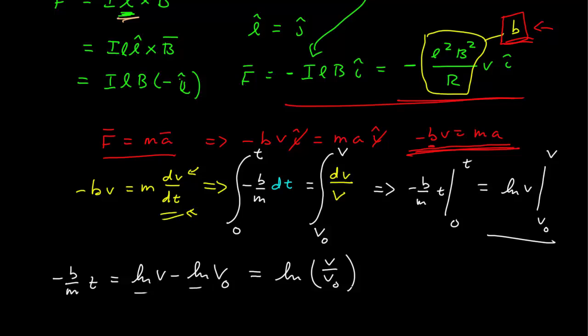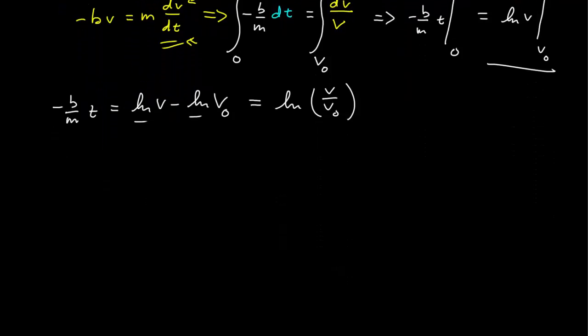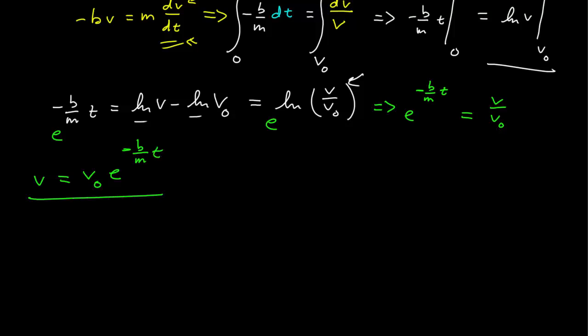So I want to solve for v. I want to find what this v is, and to do that I take e to both sides. So I get e to the negative b over m times t is equal to e to the natural log of something, which is just that something, v over v0. So we now have an expression for my velocity, which is our initial velocity, v0, times e to the negative b over m times t.